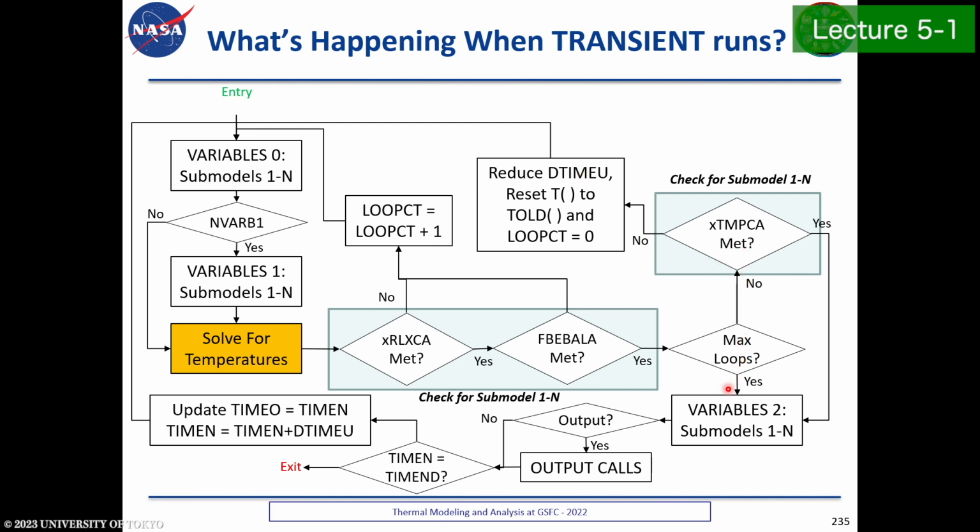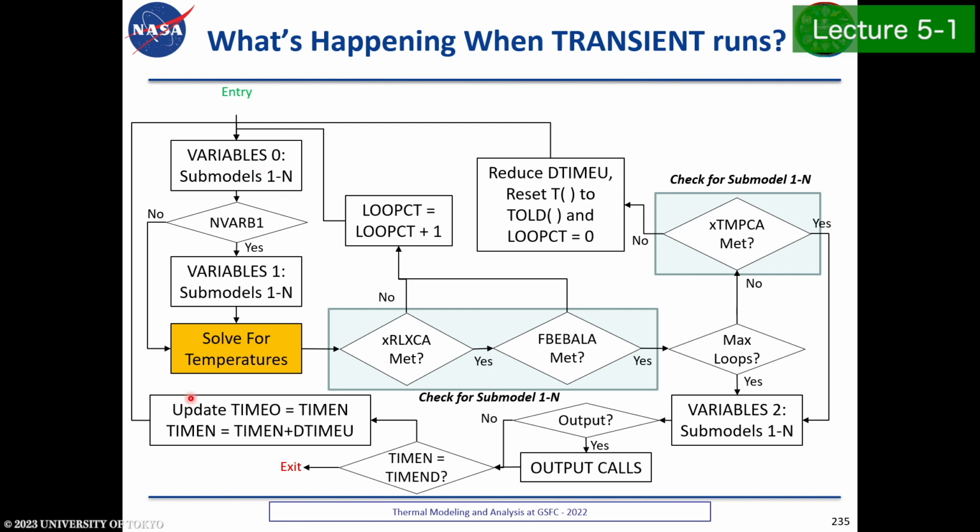If you did hit the maximum number of loops, or you were okay for your criteria here for the didn't jump too far, then you go through variables 2. Do you need to go to output? If you do, you go to the output calls. If not, then you check to see is the current time equal to the end time. If not, then I increment the time. So I set time O back to the current time N. I set time N added to the new time step to move forward, and then come back through here again.